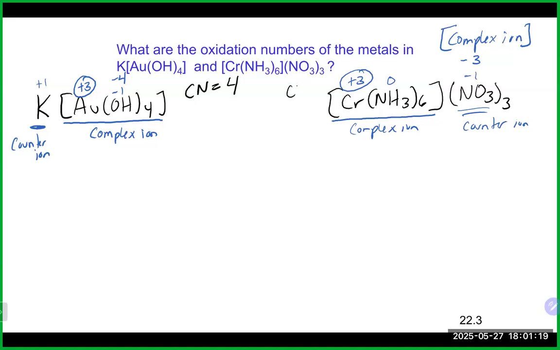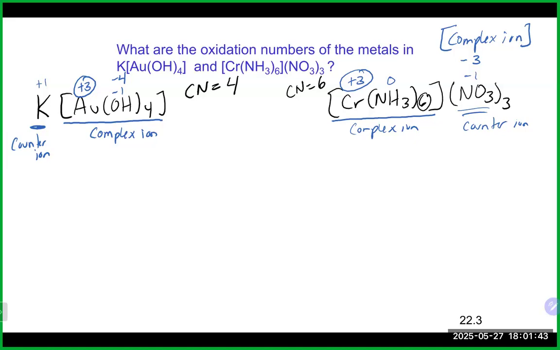The coordination number for the complex on the right is going to be 6 in this case. Same idea: we have a chromium in the middle, and we have 6 ammonias attached to it, and each ammonia attaches through the nitrogen. So that gives us 6 nitrogens directly attached to it, and a coordination number of 6. Any questions on how to get to that?